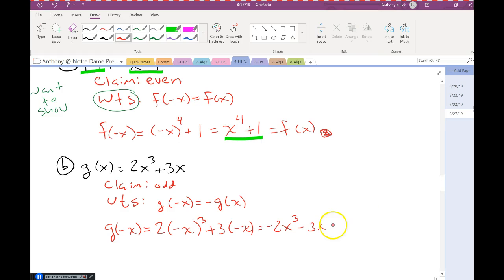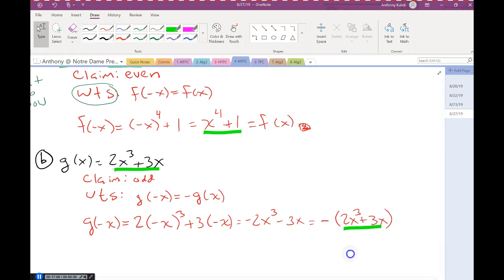I notice that each of those terms contains a negative. If I factor that out, I have negative the quantity 2 times x to the third plus 3x. I notice that this is exactly my g of x. So I have negative g of x, which is what I was hoping for.